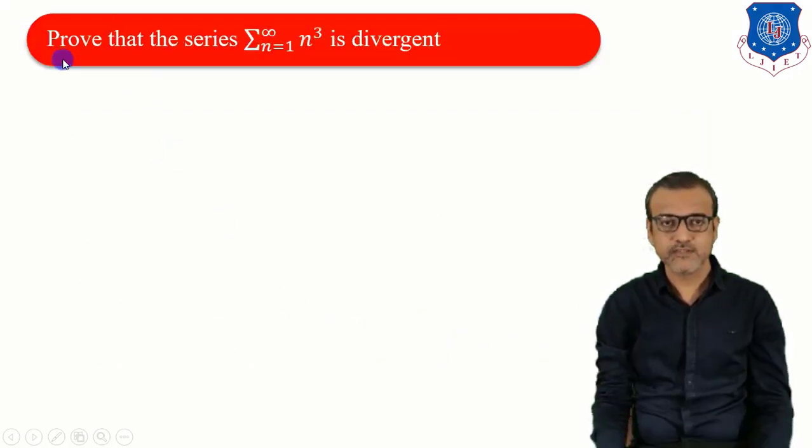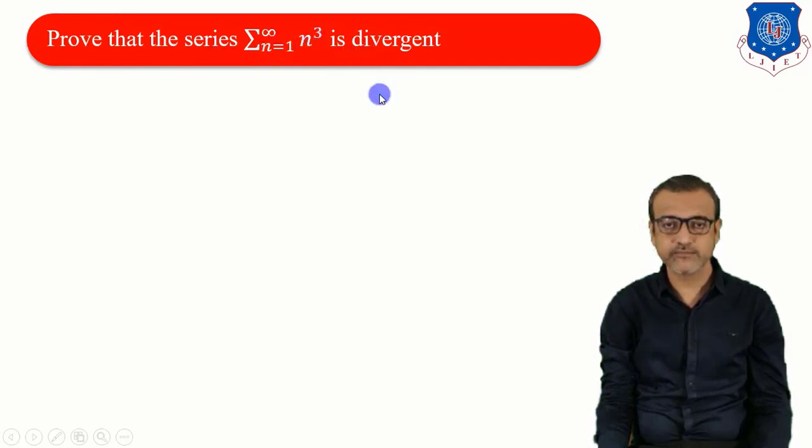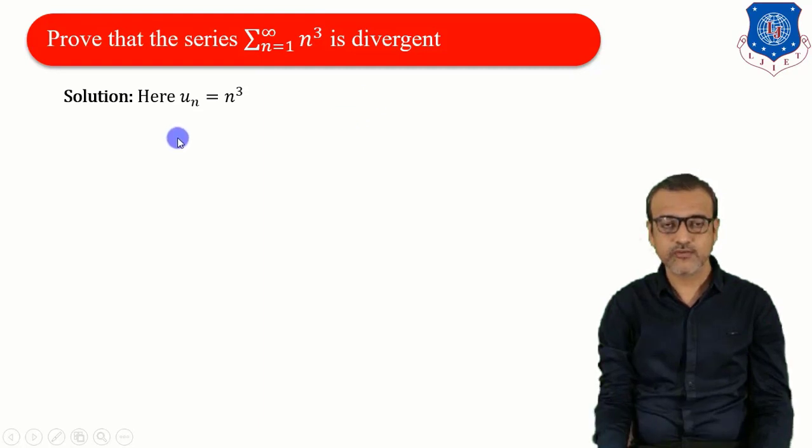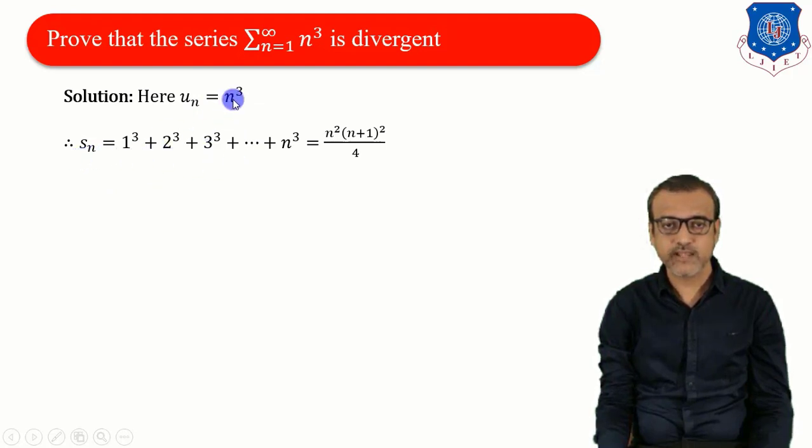Okay, now we will see this problem. Prove that the series sigma n is from 1 to infinite n cube is divergent. So here is the solution. Here un equals to n cube. So Sn, that is equals to addition of its first n terms. So replacing n by 1, we have first term, that is 1 cube. Then after plus u2, that is the second term, 2 cube, plus u3, that is the third term, so that is 3 cube, plus dash dash dash plus nth term is n cube.